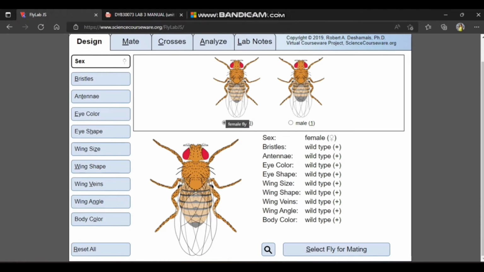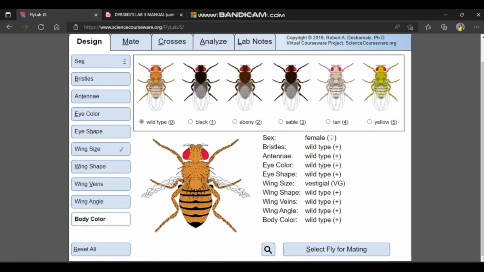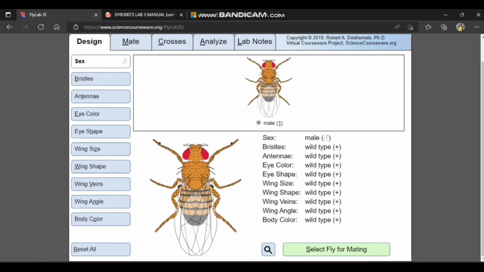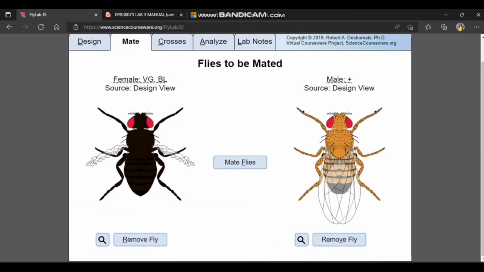simulation of the dihybrid cross of Drosophila. So first, I will design my female fly. So for the wing size, I will choose vestigial, and then for the body color, I will choose black color. Then select mate flies. Next, I will design my male fly. So the trait of the male fly is wild type. So select mate flies, and then mate flies.